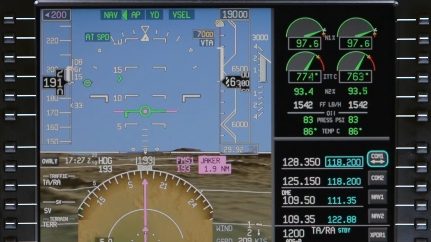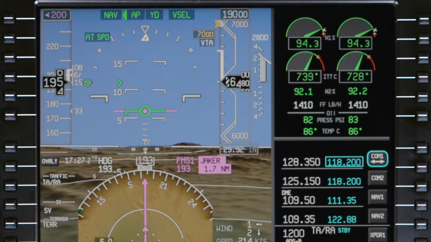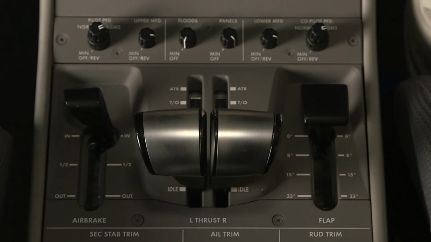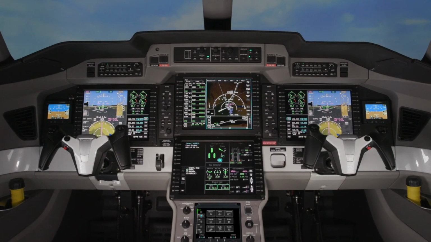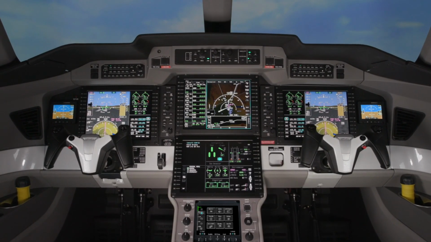The FMS Managed Speed on the Pilatus PC-24 is a powerful tool which provides a high level of automation and reduces workload. But it is vital that there is a thorough understanding of the system and how it functions before using it.